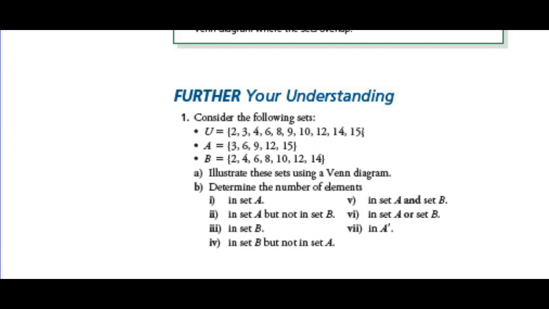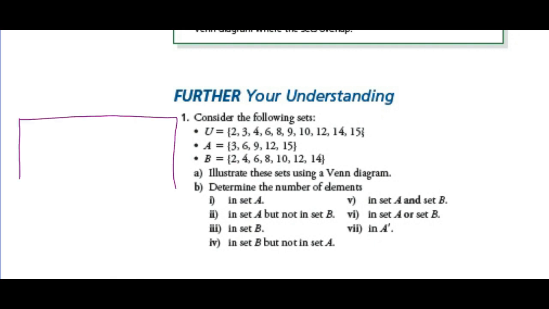We have the universal set, which consists of the numbers 2, 3, 4, 6, 8, 9, 10, 12, 14, 15. We have set A: 3, 6, 9, 12, 15, which are multiples of 3. We have set B: 2, 4, 6, 8, 10, 12, 14, which are multiples of 2. Illustrate these sets using a Venn diagram. Oh no, we can't say even and odd because that's not right. So it's multiples of 3, multiples of 2.